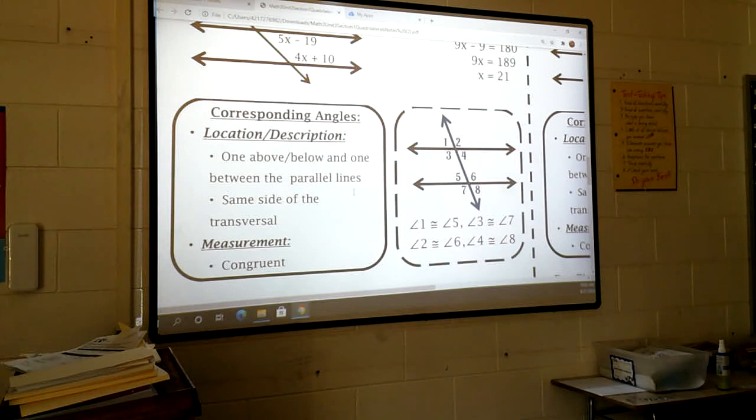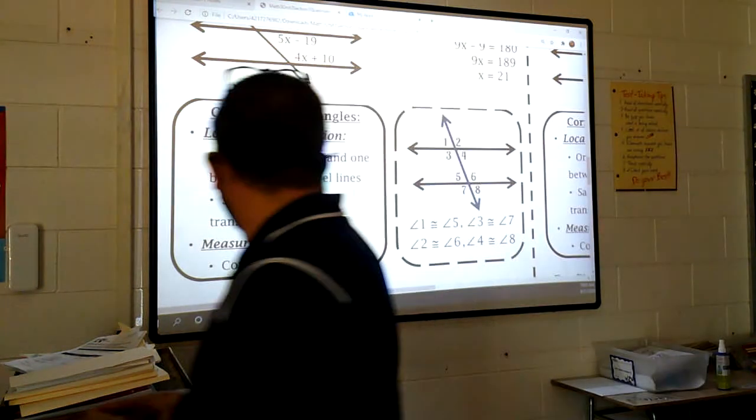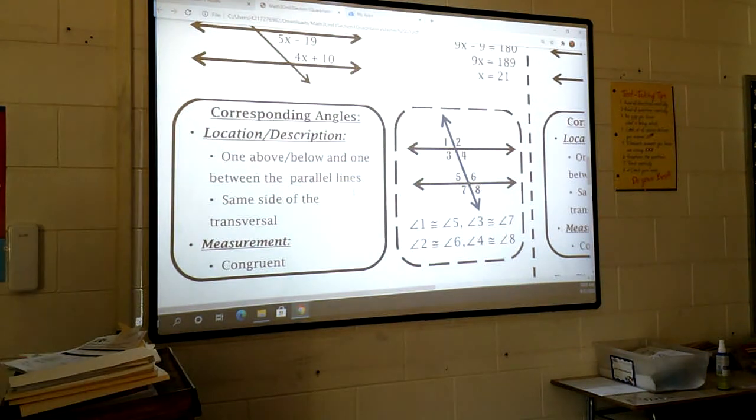So if they're in corresponding spots, so if they're in the same spot, either top left, top right, bottom left, bottom right, then they're going to be equal to each other. They're going to be congruent. So we know angle 1 and 5 are the same. We know angle 2 and 6 are the same. We know angle 3 and 7 are the same. And we know angle 4 and 8 are the same.